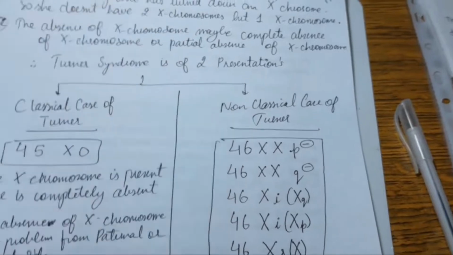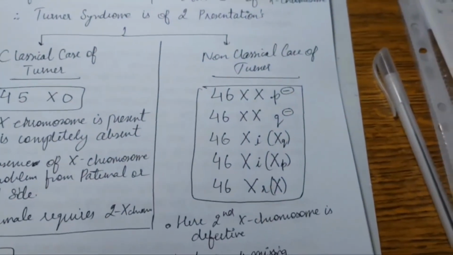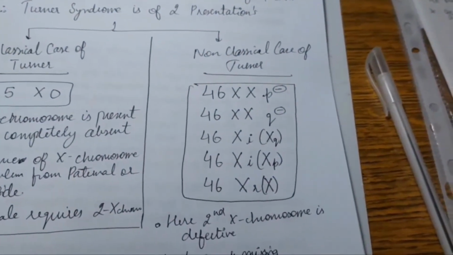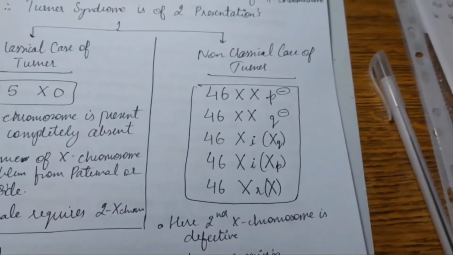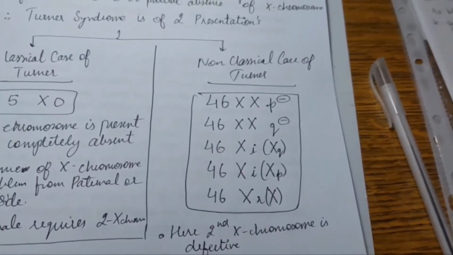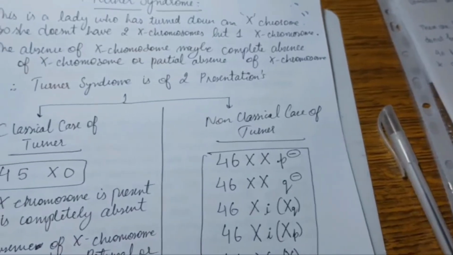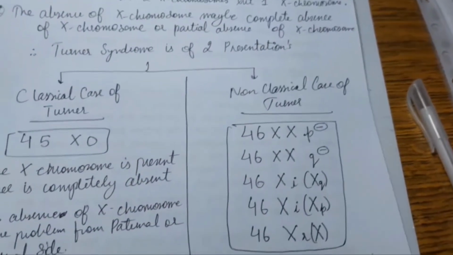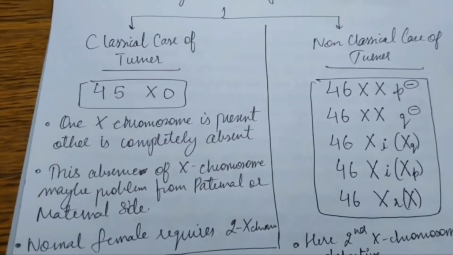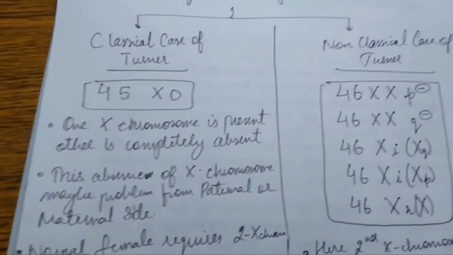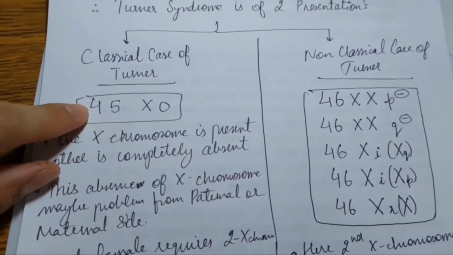Whereas non-classical Turner is the case in which the second X chromosome is present but it is defective. Okay, so there is partial absence in the non-classical case of Turner. So let's discuss the classical case of Turner. In classical Turner, the total number of chromosomes is 45, so it is 45X.